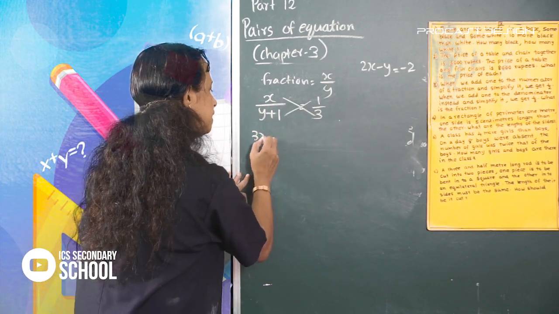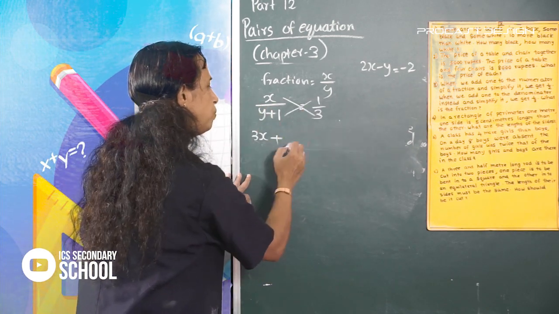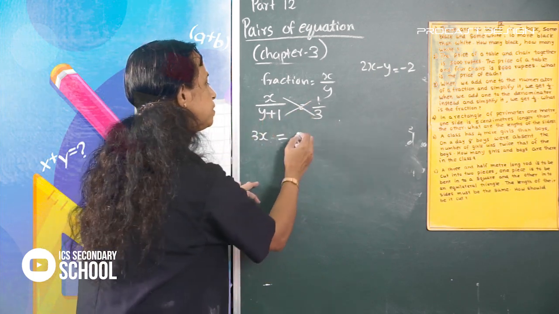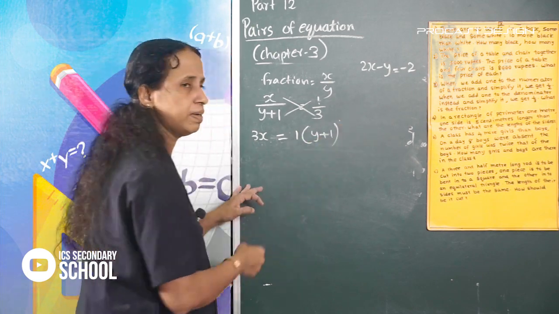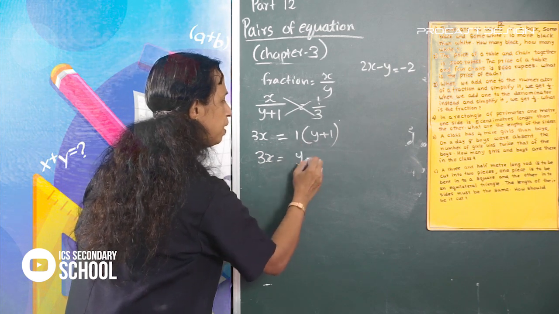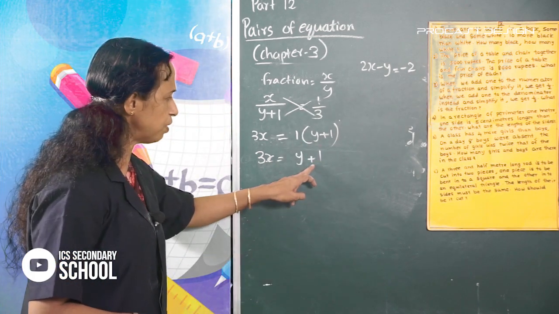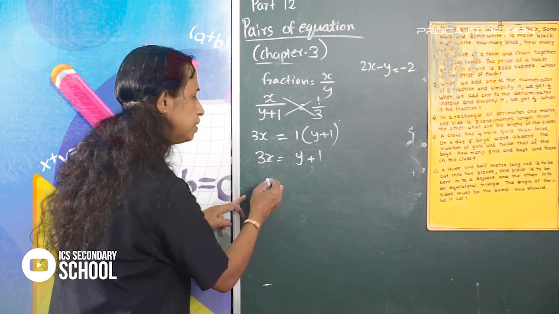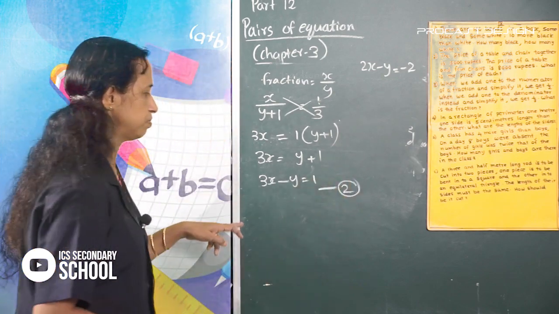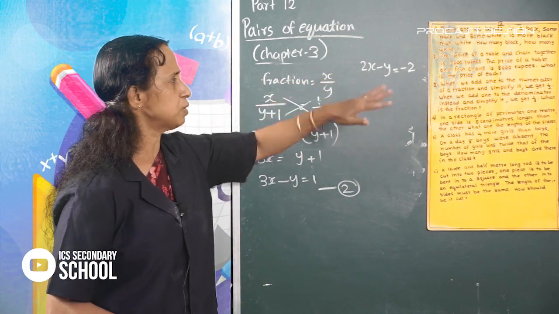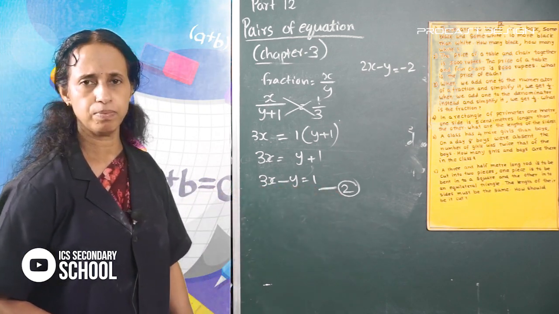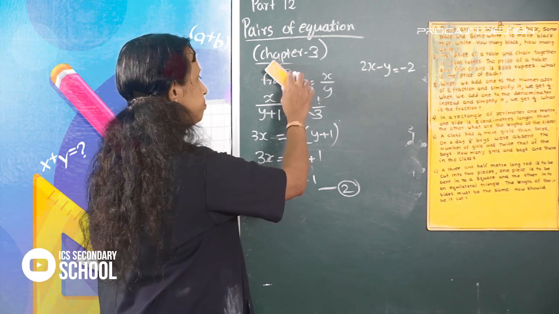3 into x, 3x, is equal to 1 into y plus 1. Okay. 3x is equal to y plus 1. Converting plus y to minus y, 3x minus y is equal to 1. This is the second equation, okay. First equation: 2x minus y is equal to minus 2, and second equation: 3x minus y is equal to 1, okay. Solve it, find.